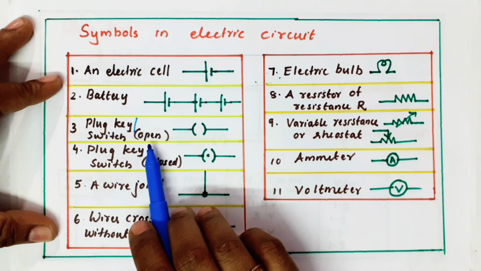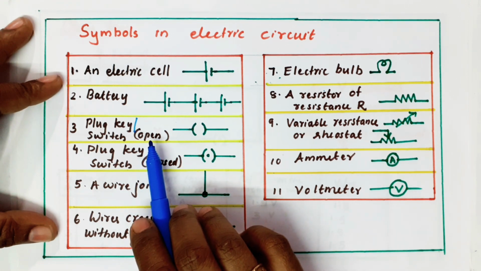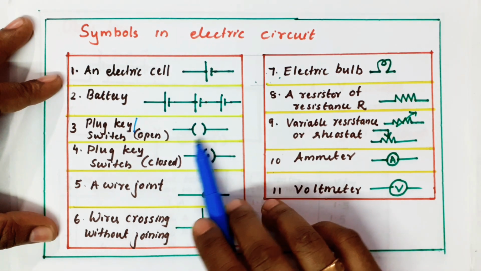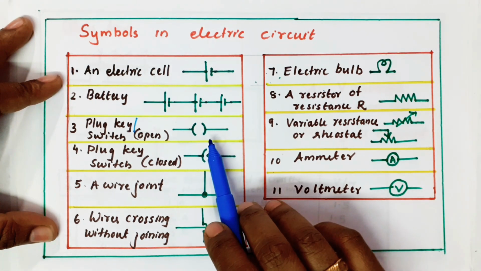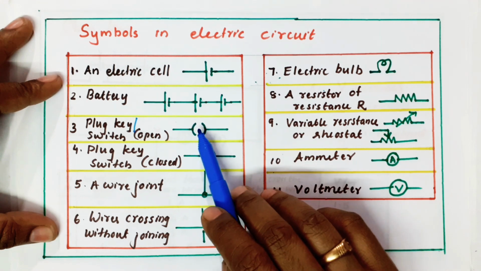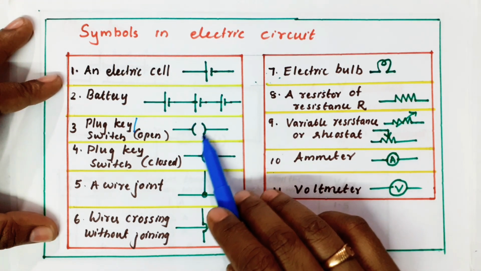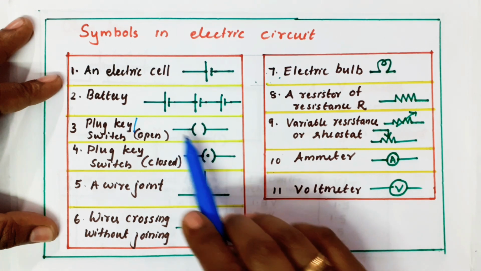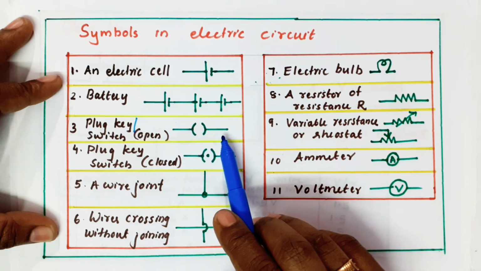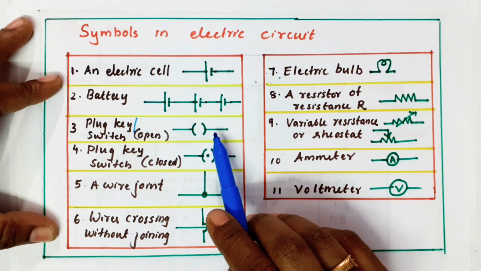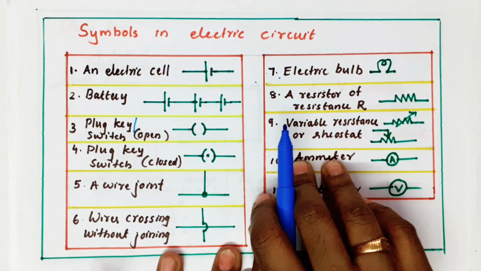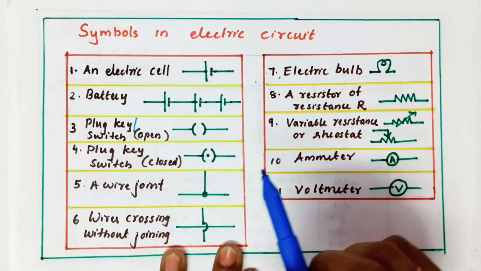I wrote here open. Open means there is no current. No current means your symbol is 2 brackets, one opening bracket and a closing bracket. If you show these 2 brackets like this, it is called a key, and the key is open. What is the meaning of key open? There is no current flowing in the circuit.